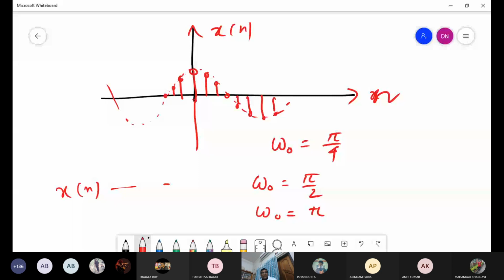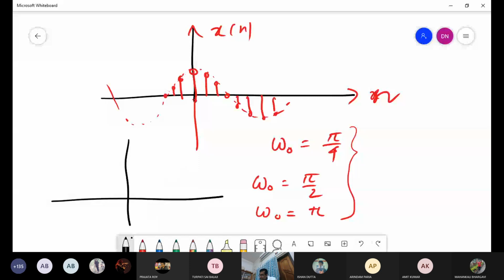Now after that, you try to analyze why the difference in the graph is coming, why it is dependent on this value of omega 0. It is the frequency, but ultimately, if omega is equal to pi, then what you will see is something like this. Just I am drawing.